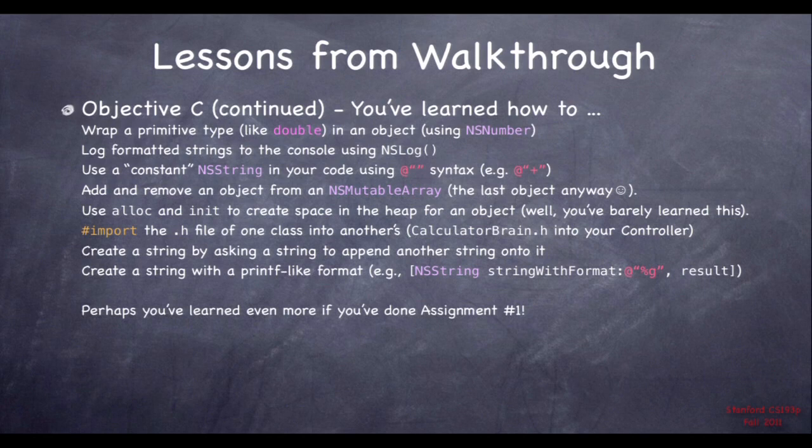You learned a little bit how to create an object with alloc init. Okay, you allocated that mutable array by doing alloc init, and you actually allocated your model by doing CalculatorBrain alloc init. We're going to talk more about that today. You imported a header file of one class into another. You imported your model into your controller, which is common. 100% of the time you're pretty much going to do that.